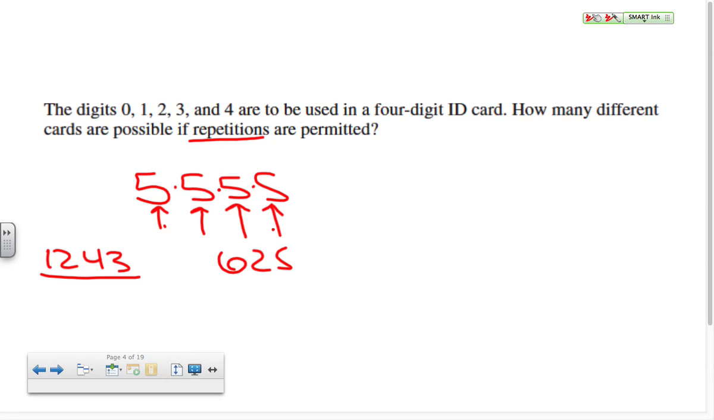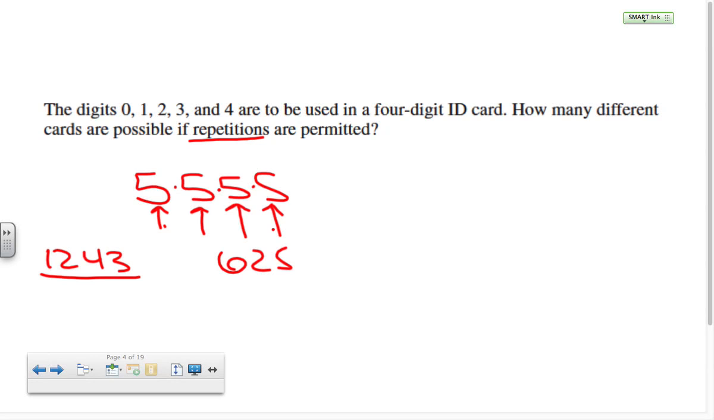On an iPhone, for example, there are 10 digits, 0 to 9. Since it's a 4-digit code, it's 10 to the power of 4, because you still have the 4-digit code.